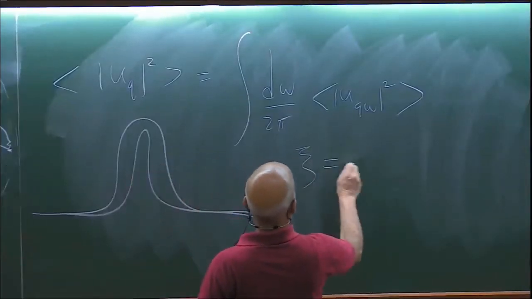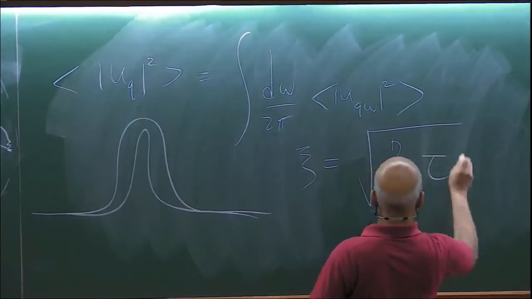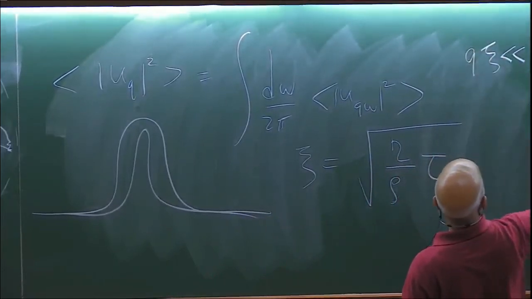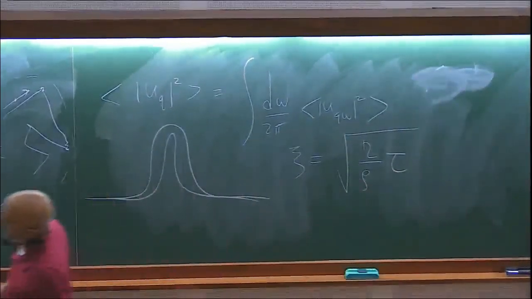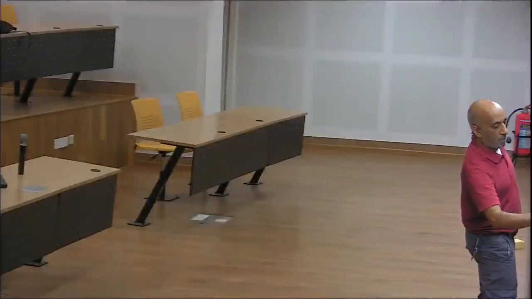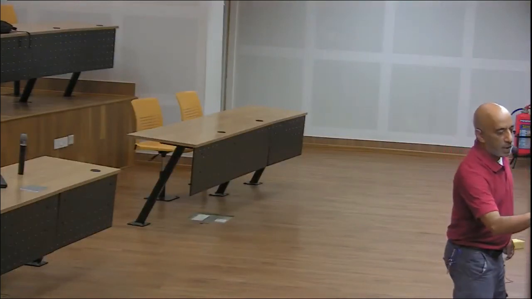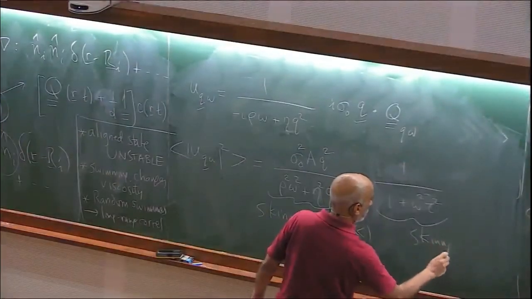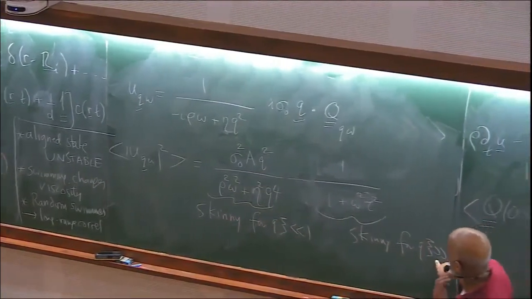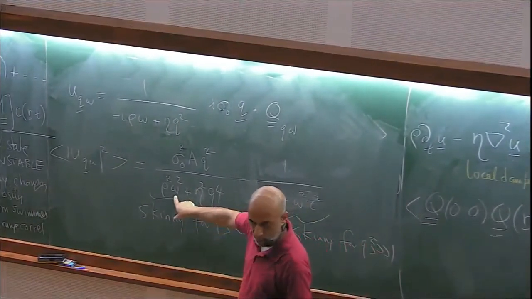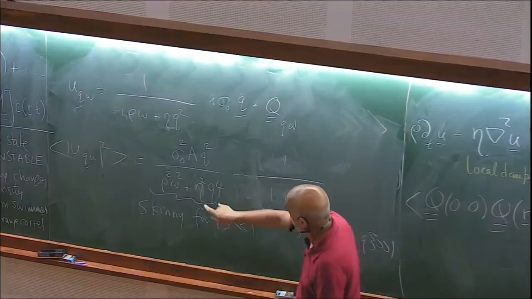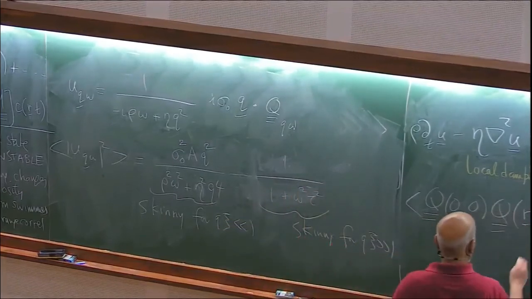Let's define xi to be this. Then for q xi small compared to 1, this is the skinny Lorentzian. And this is the skinnier one. So supposing I'm working in this regime, then I can simply set omega to 0 here. This term dominates the integral, and I get a 1 over q squared. And if I go to small q, this term dominates.